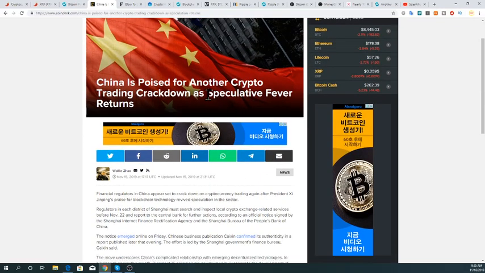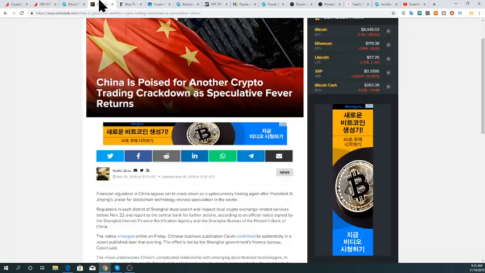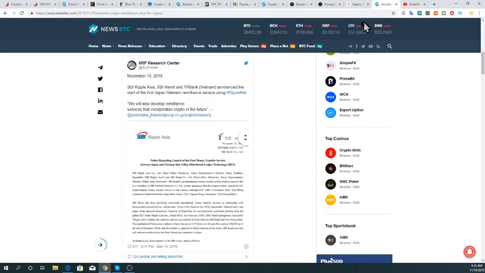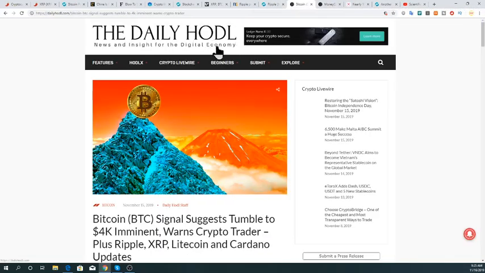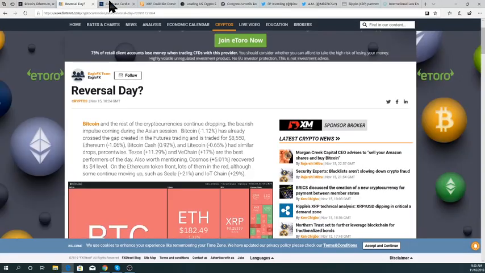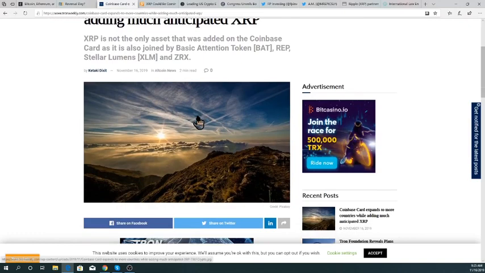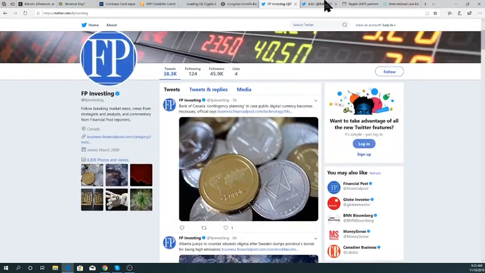So they actually state that the speculative fever returns, but we don't actually see any speculative fever here. And in one article I saw, a traditional financial institution stated that cryptocurrencies are being used for speculation and they don't think it's healthy for the market. That's really messy for me.